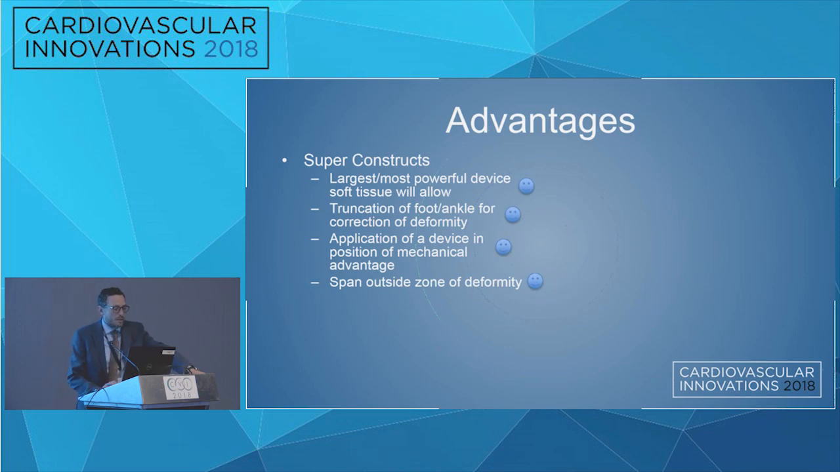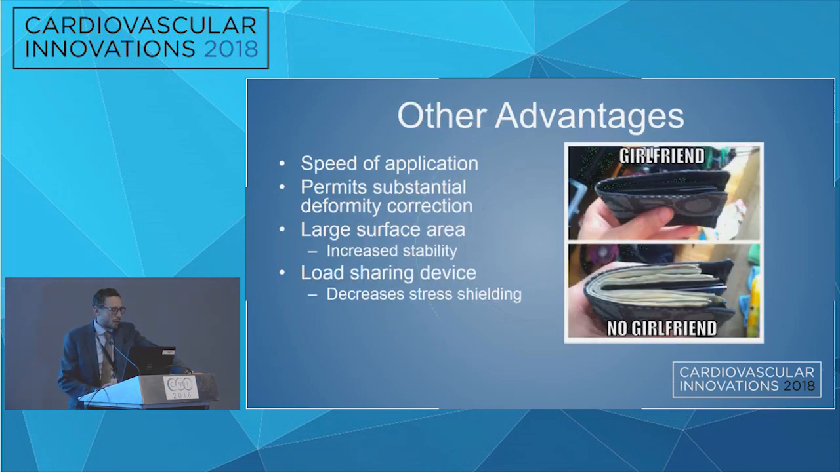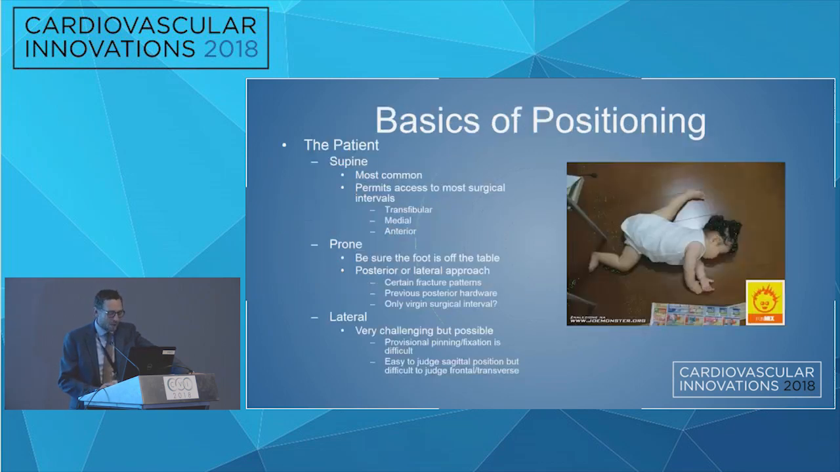Again, this concept of a super construct, so I'll move forward with it, but we talk about the advantages and disadvantages of this. Advantages, certainly speed of application, relatively cost efficient compared to big limb salvage, so we're saving some money. Large surface area for stability. And this is a load sharing device that may decrease stress shielding and may limit non-union, if you think that's the way that things are working, which is still up for debate.